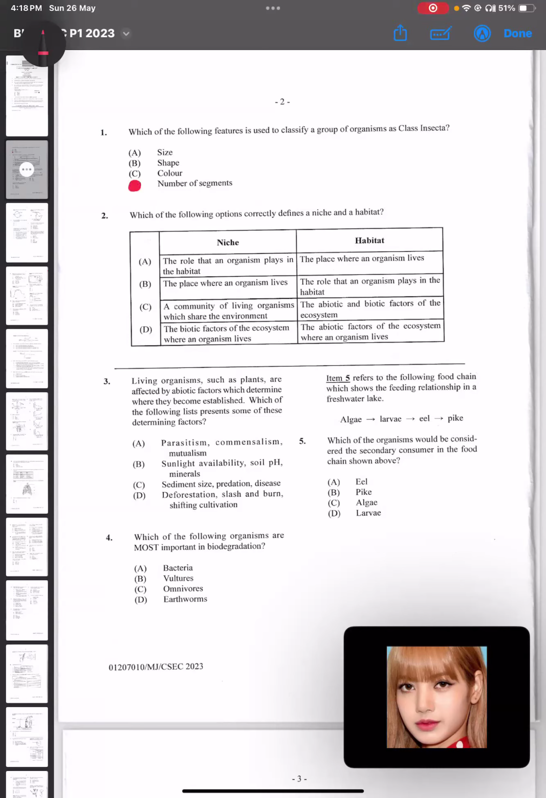Then number two is asking you the difference between niche and habitat, and both of their definitions are there. So yes, for number two, the answer is that habitat is where they live. For number three, it is asking about abiotic factors, and you're supposed to look at the list and determine which of them are abiotic factors that affect living organisms.